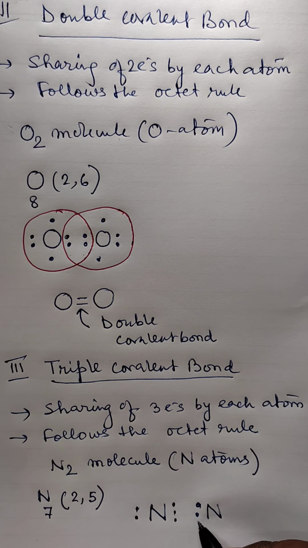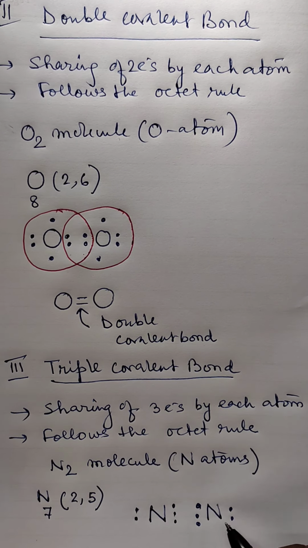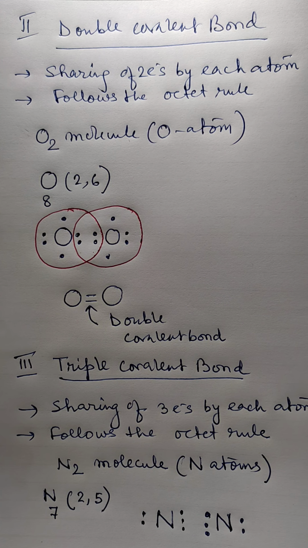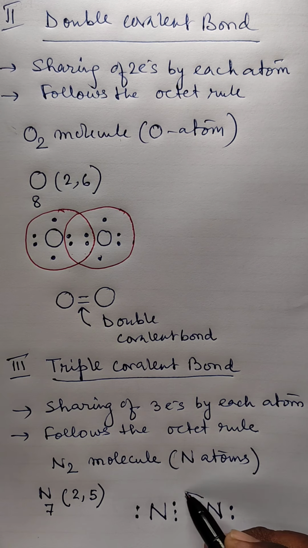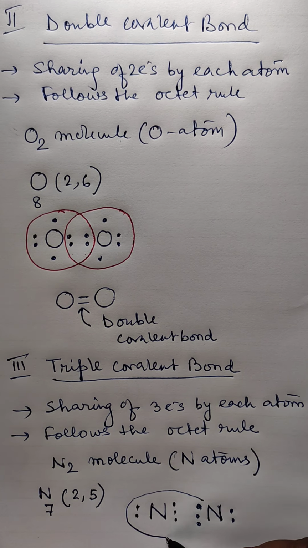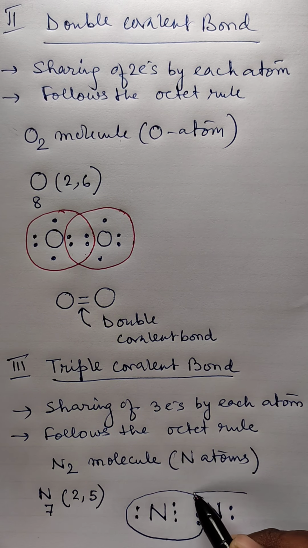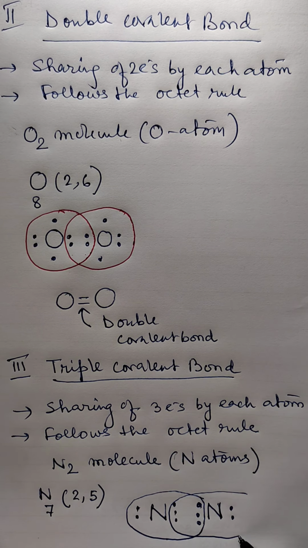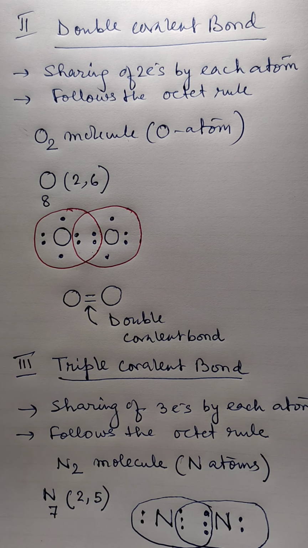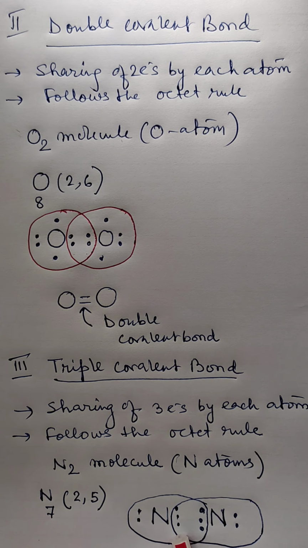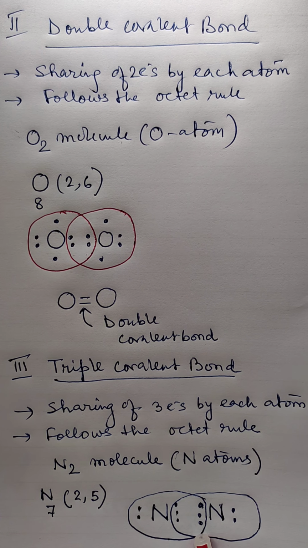1, 2, 3, 4, 5. So we have these 2 nitrogen atoms, each having 5 electrons in its outermost shell. Now what does this nitrogen do? This nitrogen has its own 5 and shares 3. Another nitrogen has its own 5 and shares 3. In this case, how many electrons are being shared? As you could see, it is sharing actually 3.